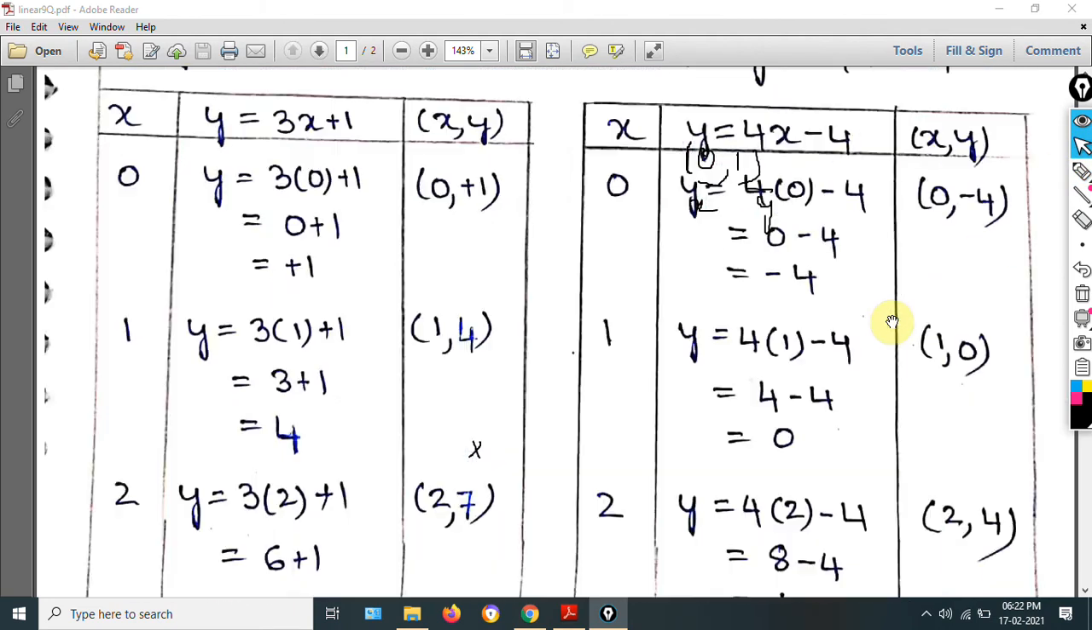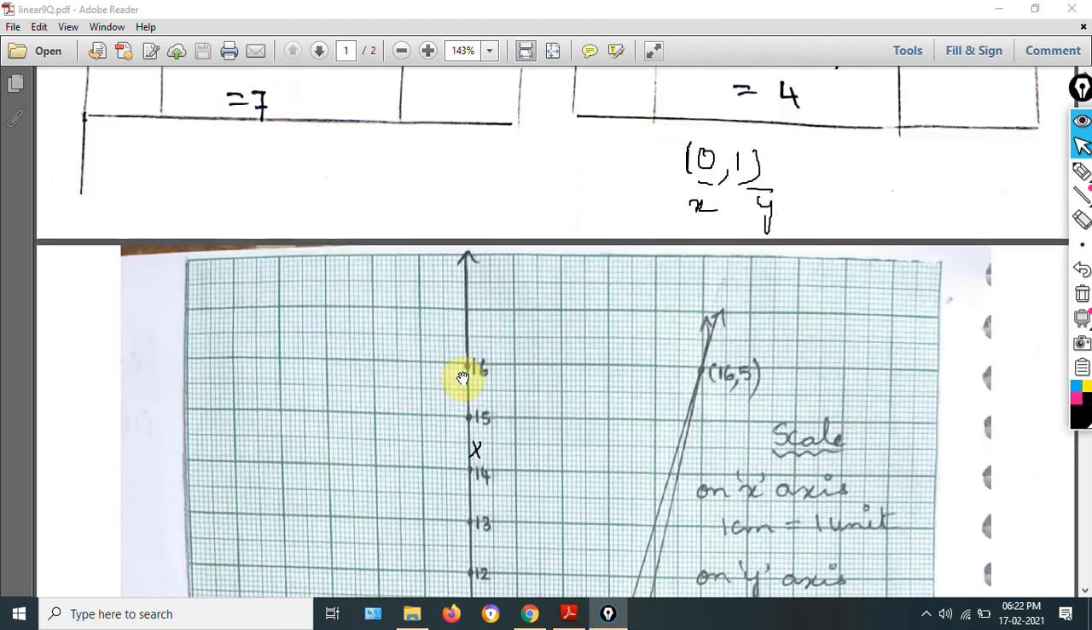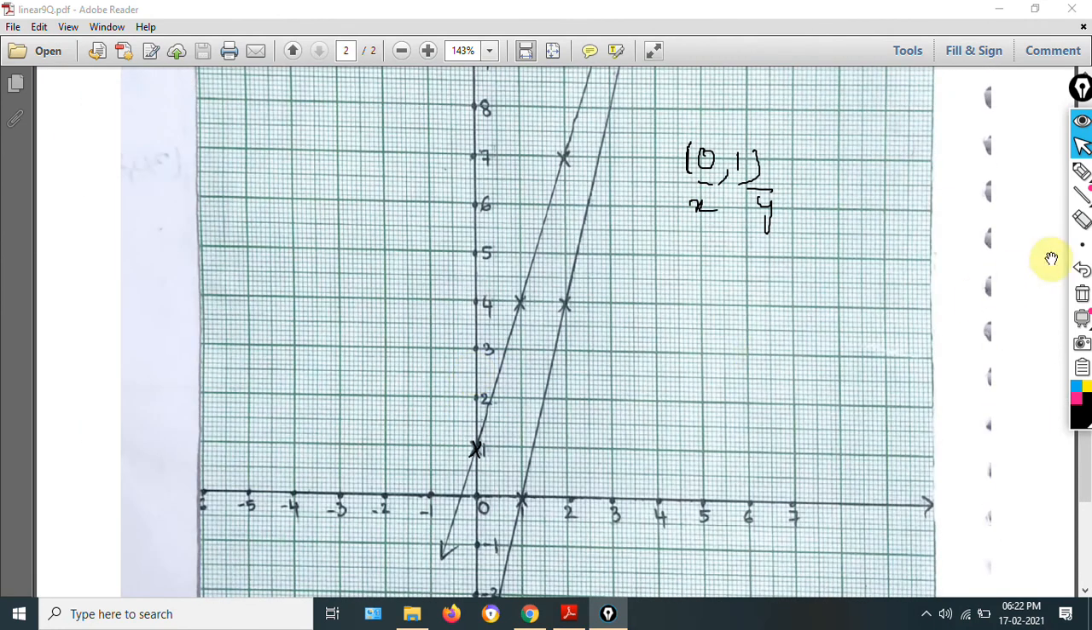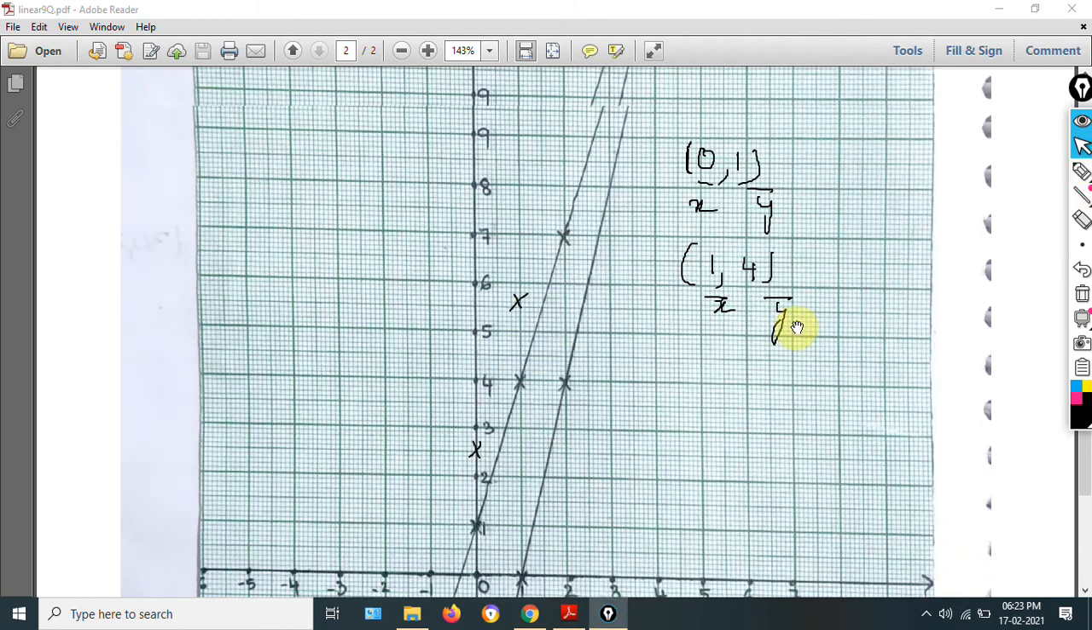Okay. Next, what is the next point? 1 comma 4 is the next point. So I will take the pencil, 1 comma 4. Here this is the x value and this is the y value. How much is the x value? 1. So on the x-axis, where are we getting 1? Here. This is 1, no. From this position we have to see where we are getting the y value. The y value is how much? 4. From this position, where are we getting 4? Here. So we will put one cross mark here. Okay. Next, what is the third point? 2 comma 7.